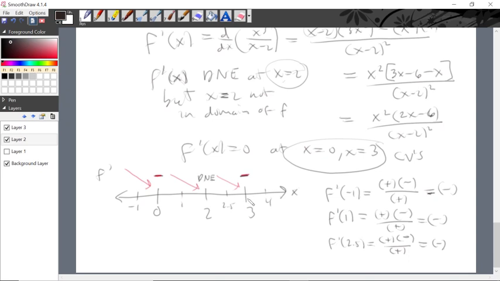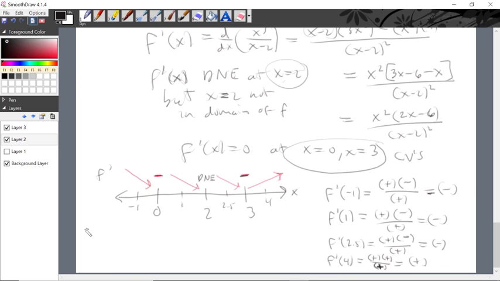And finally, how about greater than 3, from 3 to infinity? Let's test at 4. So f prime of 4, we get positive for the denominator as well. And 2 times 4 is 8. 8 minus 6 is 2, so that's positive. So overall it's going to be positive. The first derivative is positive on the open interval from 3 to infinity. So the function is increasing there.